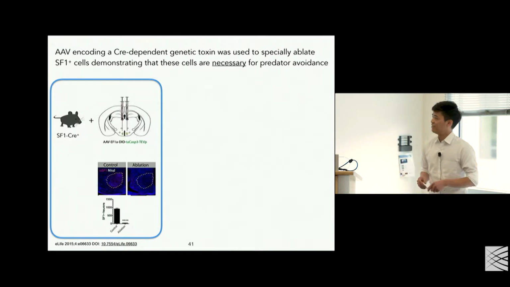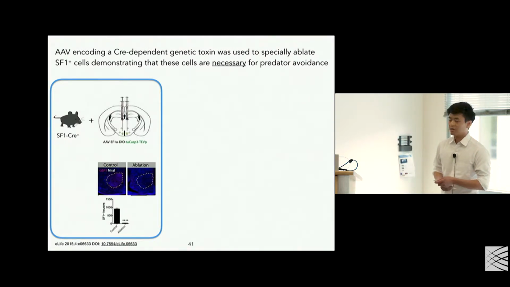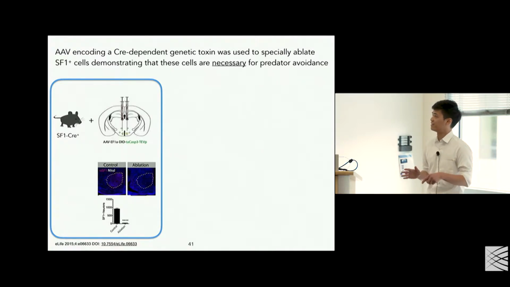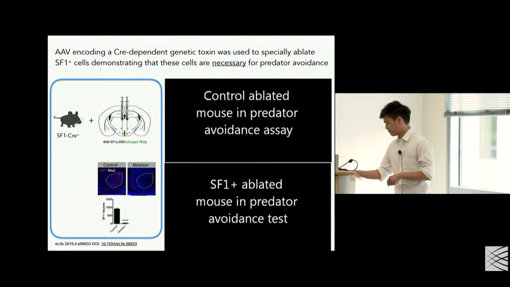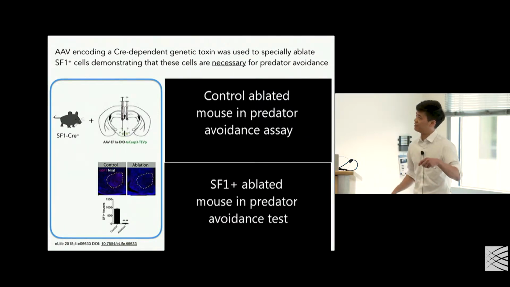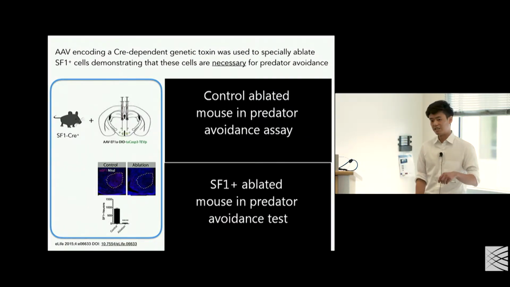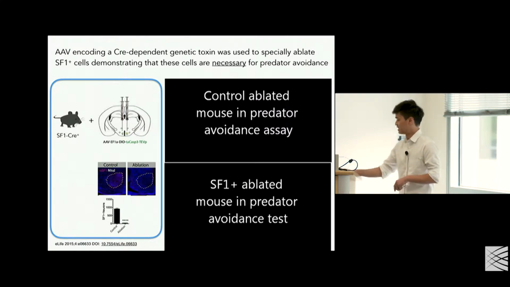You can also use AAVs to deliver genetically encodable toxins. So in the same study, the researchers used AAVs to deliver a genetically encodable toxin to kill off these SF1 cells to show that they're necessary for predator avoidance. So in the top video, what they're doing is they're using an AAV to deliver a control gene that doesn't ablate these SF1 cells in the ventromedial hypothalamus.